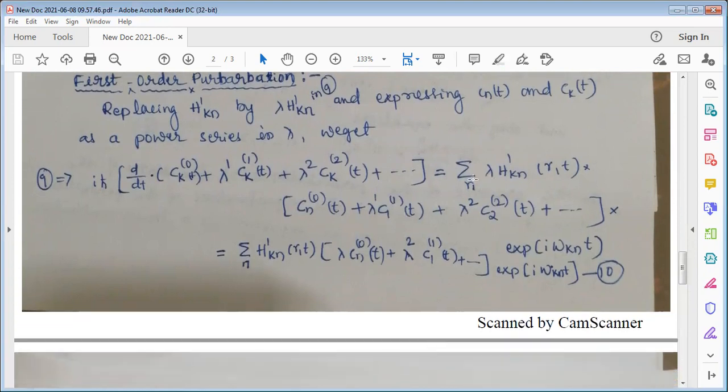And now I will take this lambda inside this bracket. So this becomes a summation over n h dash kn. This thing is there. Lambda is taken inside now. This is multiplied by lambda taken inside this bracket. So it is lambda Cn of 0 plus lambda Cn of 1, this becomes lambda squared, this becomes lambda cubed, like that, multiplied by this quantity exponential of i omega kn t.